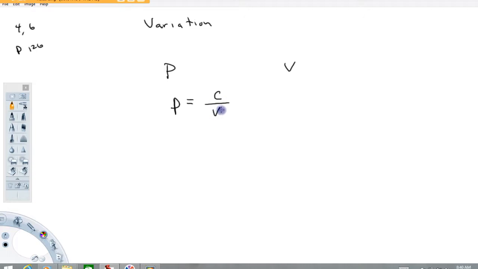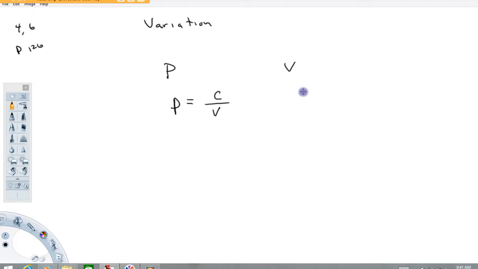Now, in the previous example, we ended up with a square on the right-hand side, and that's because in the previous example it actually said the distance S varied with time squared. This doesn't say anything about the volume squared or square rooted or any other power. It just says the pressure varies inversely with the volume. That yields this mathematical relationship. The constant here needs to be determined.